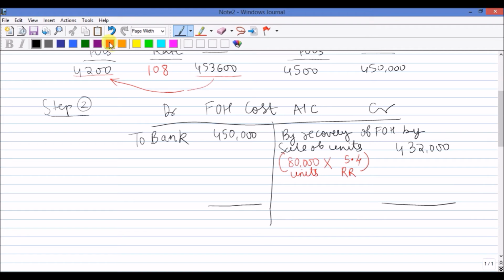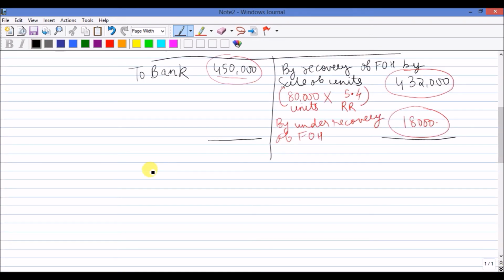Now use your common sense. You have incurred in actuals 4,50,000. You are able to recover 4,32,000. In other words, there is an under recovery of fixed overheads, which you can also say under absorption. So 4,50,000 minus 4,32,000 is going to give me 18,000. So yes, we have done it. So we are ready with our fixed overhead cost variance.